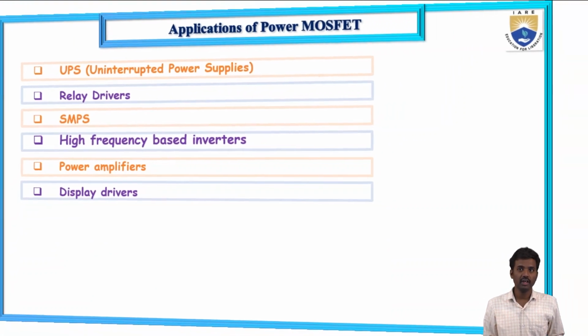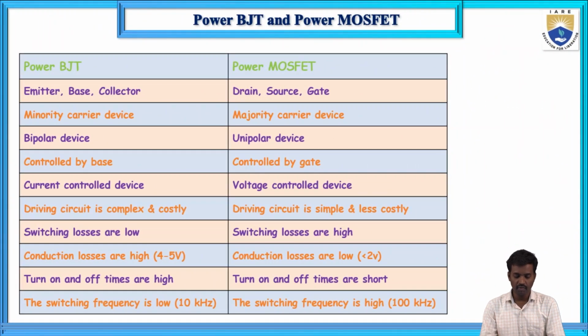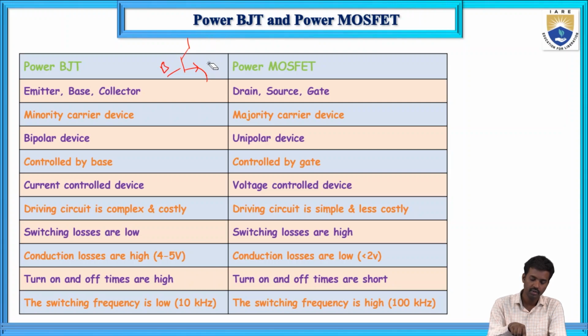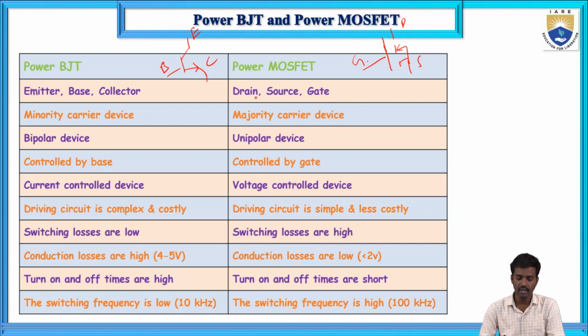Now, the final conclusion is the difference between power BJT and power MOSFET. So now here is the power BJT structure, here I am drawing NPN. This is the emitter, this is the base, and this one is the collector. Here I am drawing the power MOSFET, with drain, source, and this is the gate. So emitter, base, collector are the three terminals, and here also drain, source, gate are the three terminals.